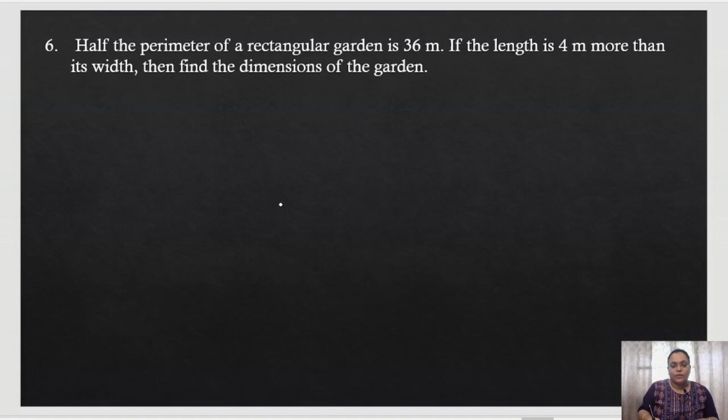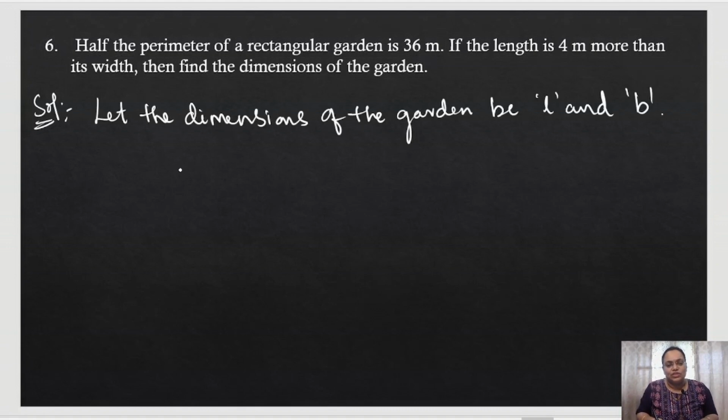Let us see the next question. Half the perimeter of a rectangular garden is 36 meters. If the length is 4 meters more than its width, find the dimensions of the garden. Okay, so let the dimensions of the garden be L and B.